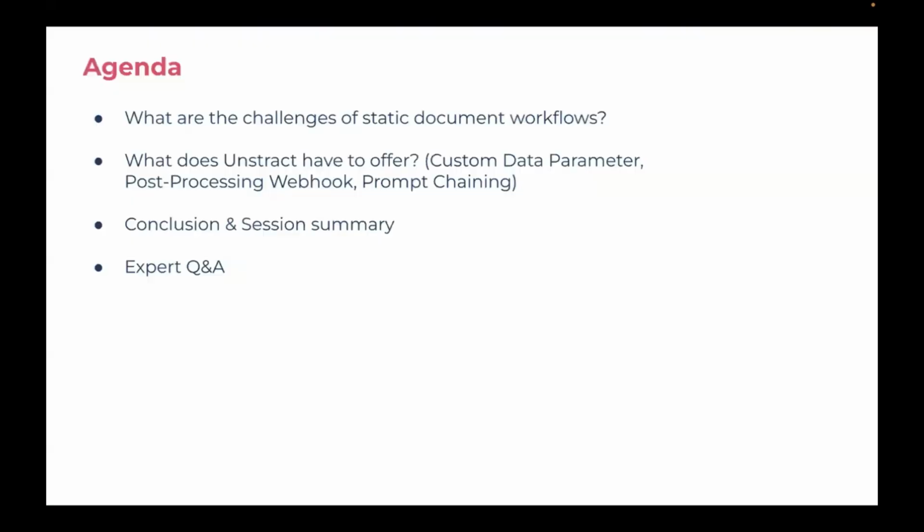So to give you a clearer idea of how the session would flow, we'll start off by covering what are the challenges of static document workflows to set the stage. So we have an idea of what are the pain points we're looking to tackle with the adaptive capabilities. That will be followed by the introduction of Unstract's adaptive features, that are the customer data parameter, post-processing webhook, and prompt chaining. We will be looking at use cases under each of these capabilities, and we'll also take a look at how they function in action using an Unstract demo segment.